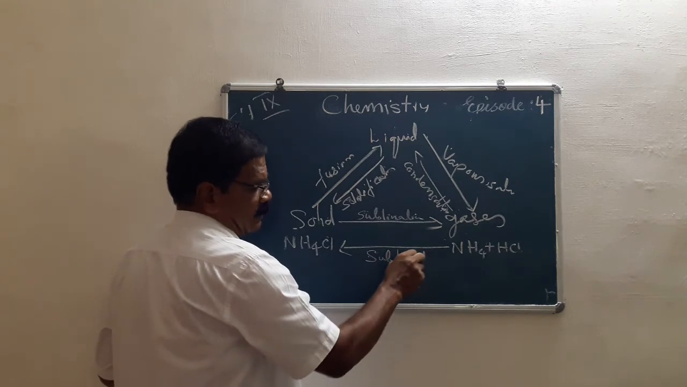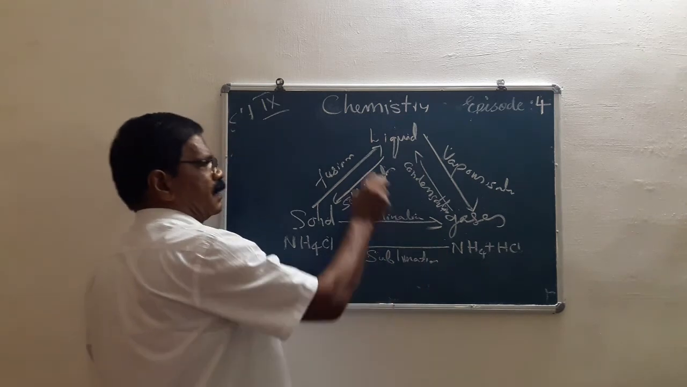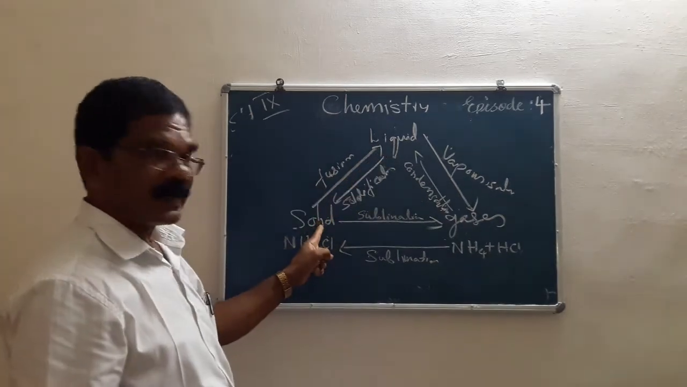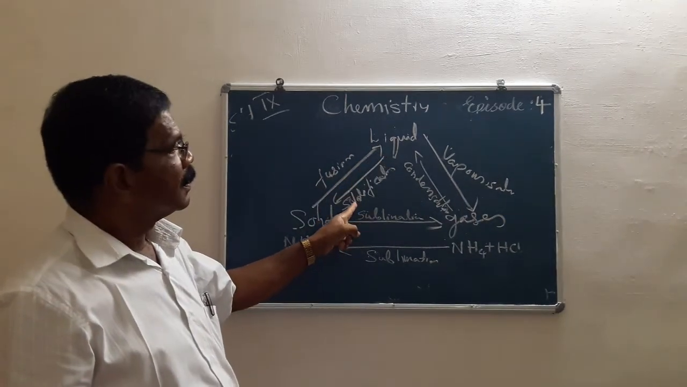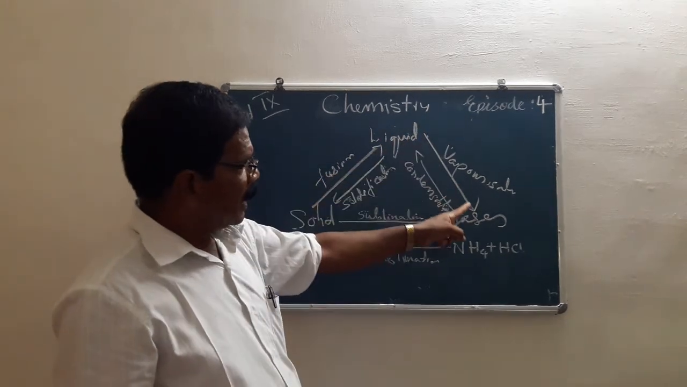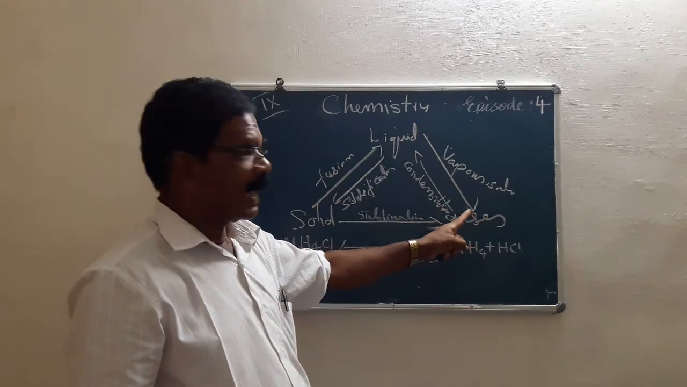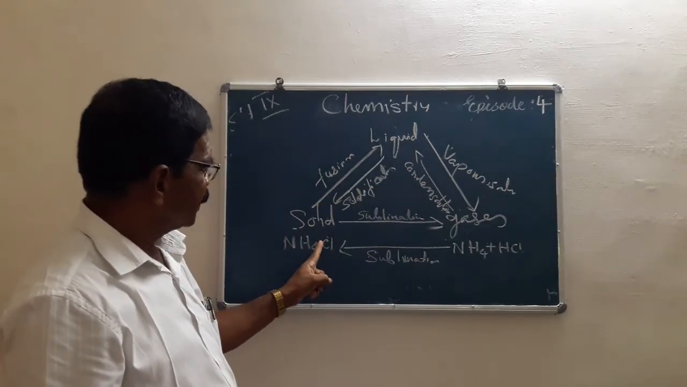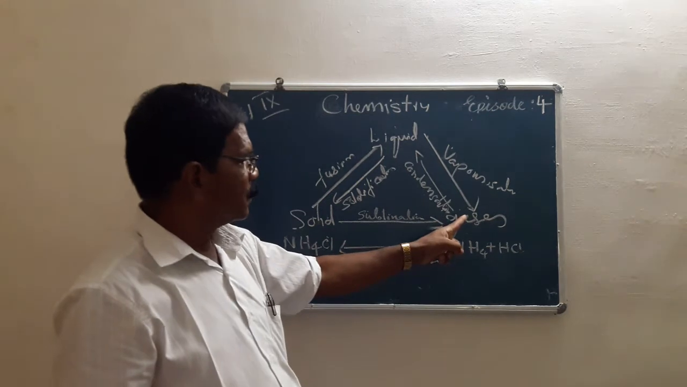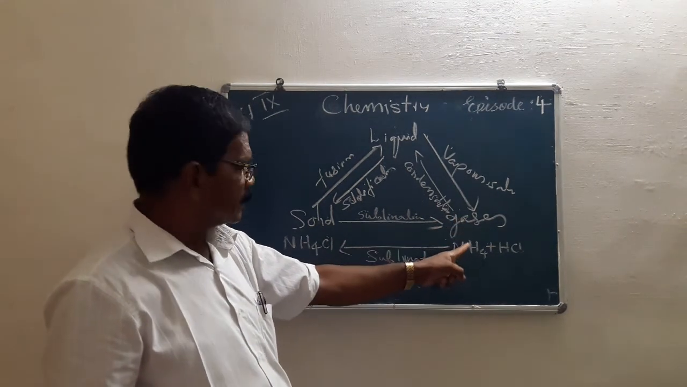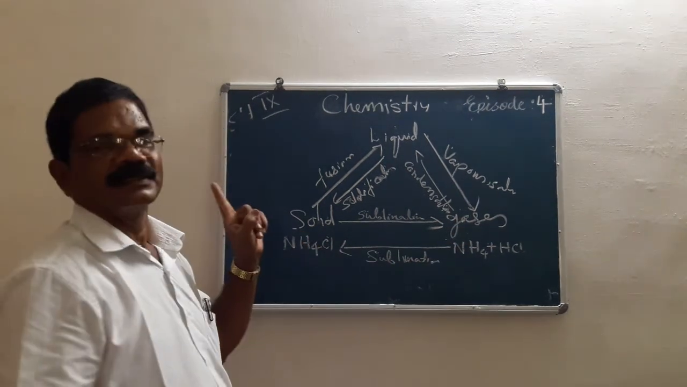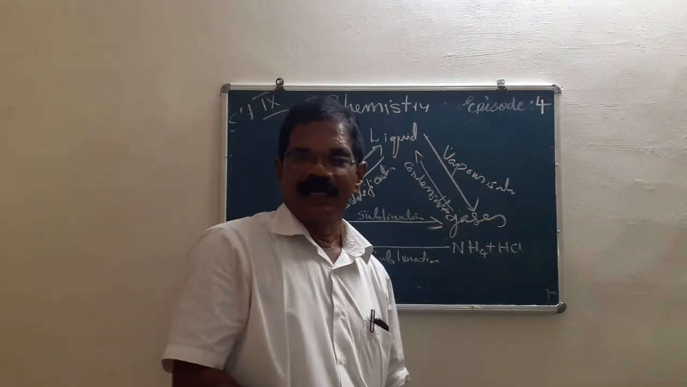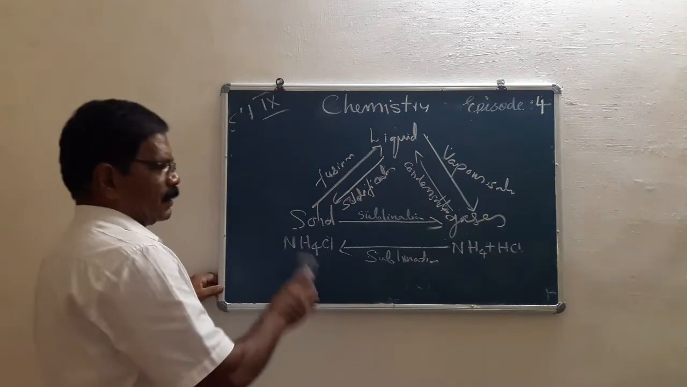Please note the changes, name the changes here. Solid to liquid is fusion; on the reverse side, liquid to solid is known as solidification. In the case of liquid to gas, vaporization; gas to liquid, condensation. But in the case of sublimation, solid directly to gas is called sublimation. Similarly, gas to solid is also known as sublimation.